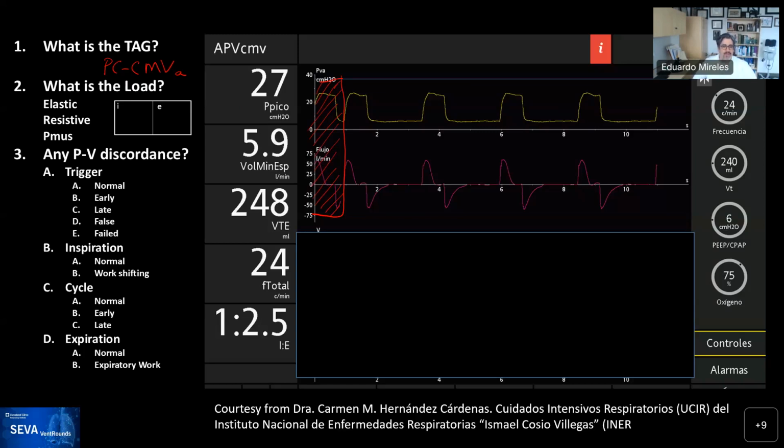And again, this is a courtesy from the INER, the National Institute of Respiratory Diseases in Mexico City. Eduardo, does P pico mean peak inspiratory pressure? Yes, peak inspiratory pressure. The value that you see below is the exhaled minute ventilation. The next one is the exhaled tidal volume, the frequency, and that's it.